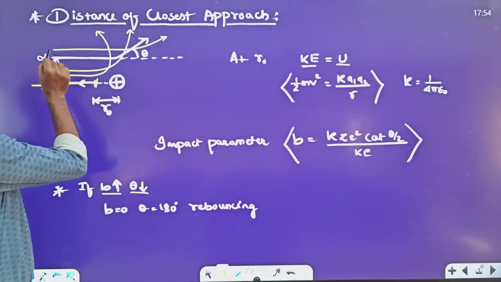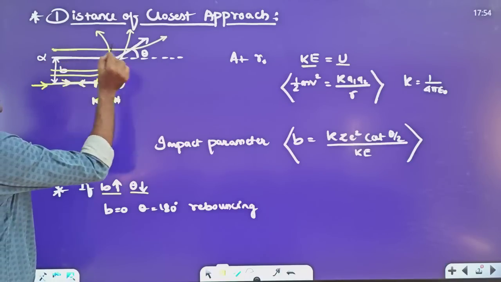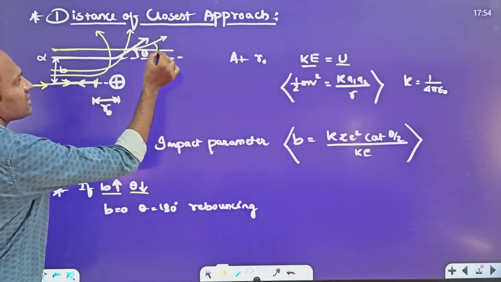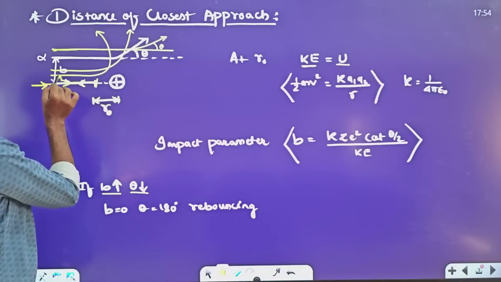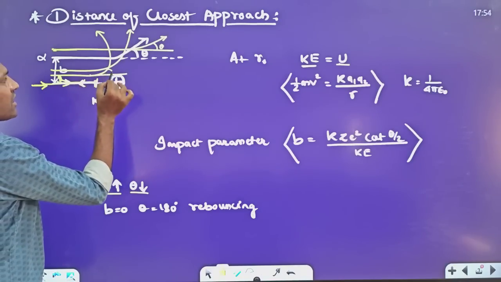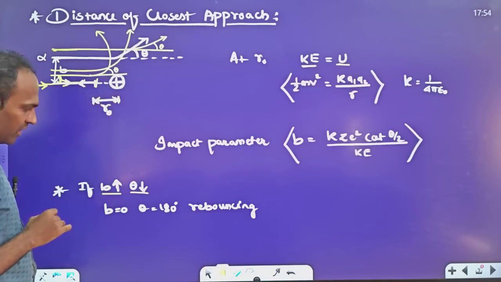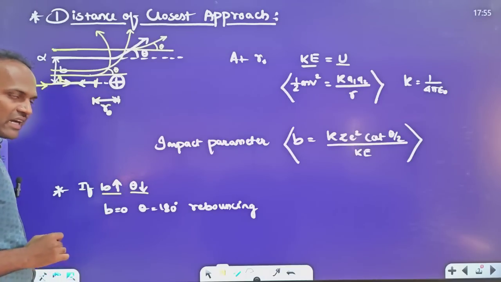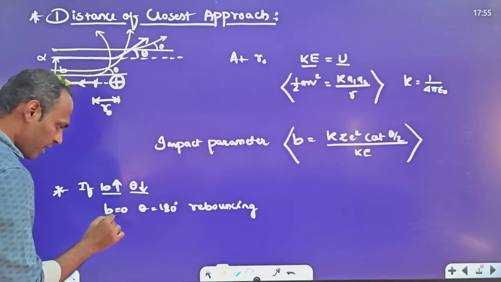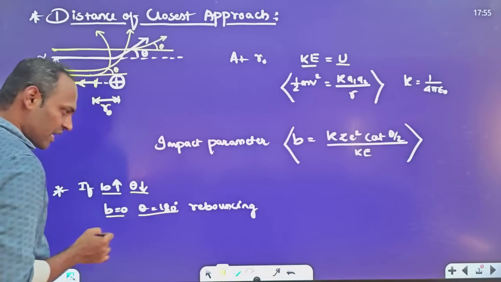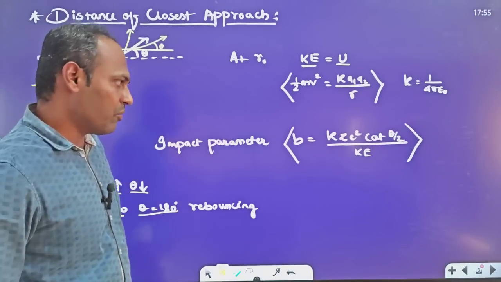If b is more, the scattering angle will be less. If the impact parameter is less, the scattering angle is more. So the more the impact parameter, the less the scattering angle. If the impact parameter is 0, the particle will get rebounced, and the scattering angle will be 180 degrees. It will get rebounced, right?